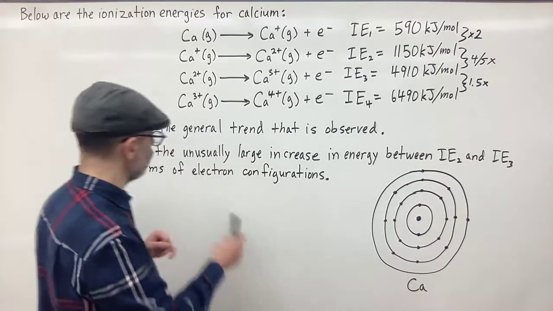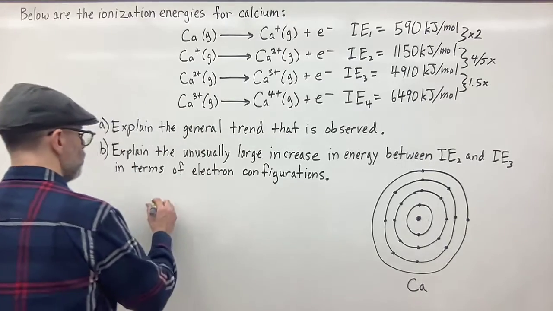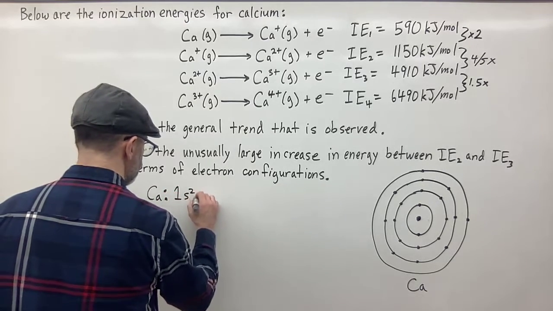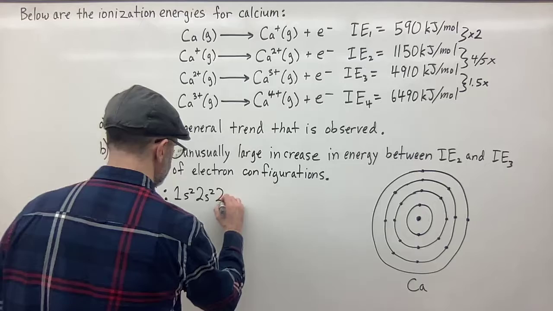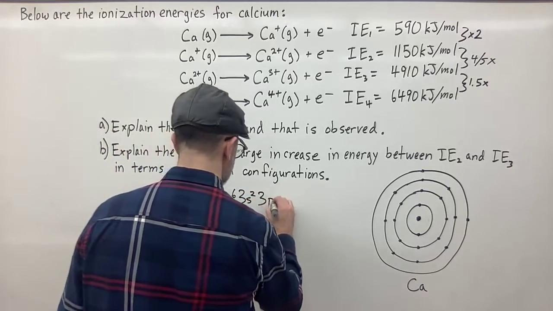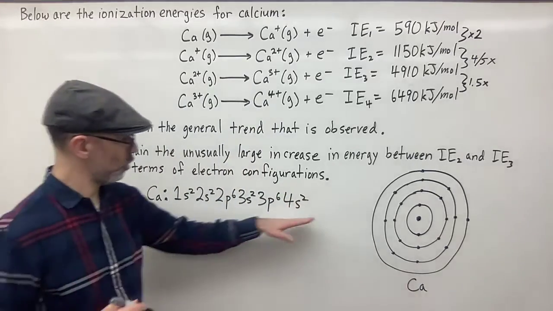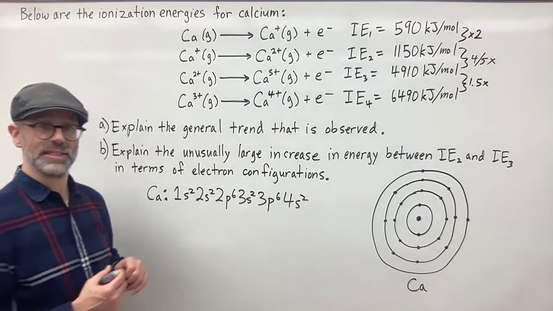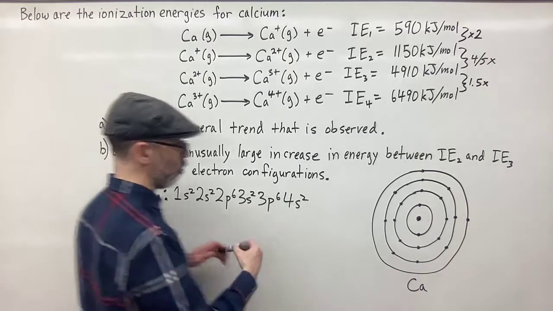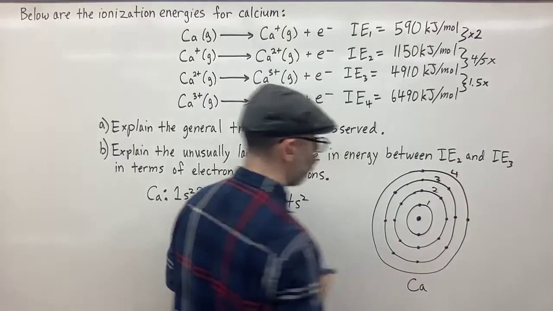But of course, they're asking, well, what about electron configurations? Well, let's look at the electron configuration. So the electron configuration for calcium is 1s2, 2s2, 2p6, 3s2, 3p6, 4s2. So from the electron configuration, you can see the energy levels, the shells 1, 2, 3, and 4, right? So this would be 1, 2, 3, and 4.